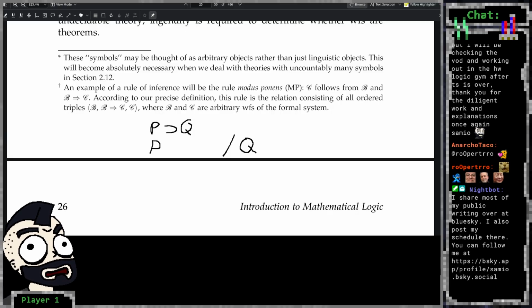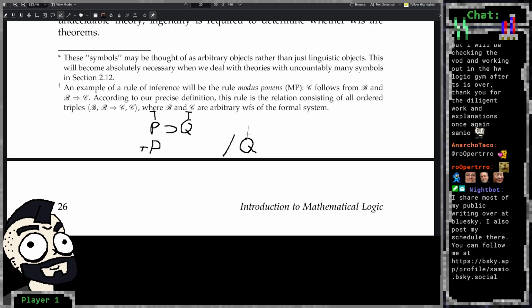Modus ponens is the name scholastic monks during the later half of the Middle Ages called this type of inference. The full name is modus ponendo ponens, which is Latin for mode of affirming by affirmation. I can affirm the consequent by affirming the antecedent. Because we know that whenever this is true, then this is true. Oh, well, look at that. P is true. So, Q must be true.